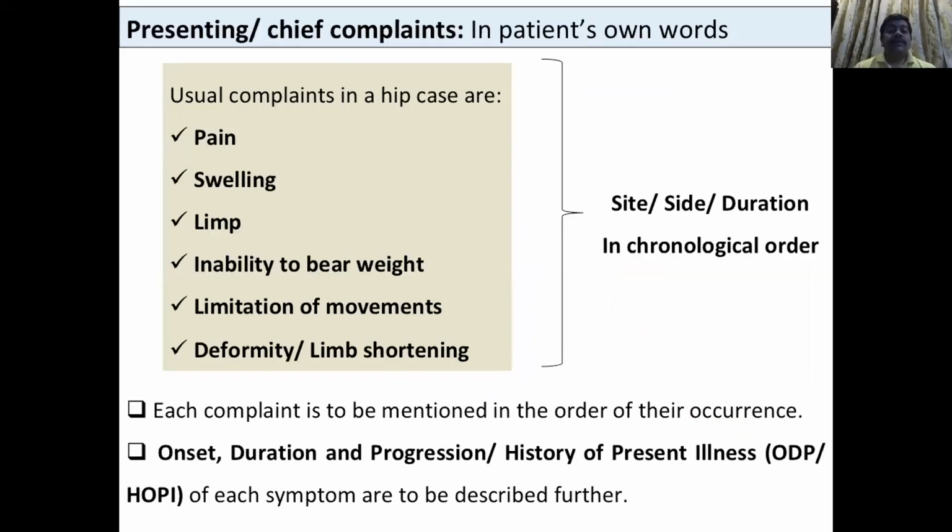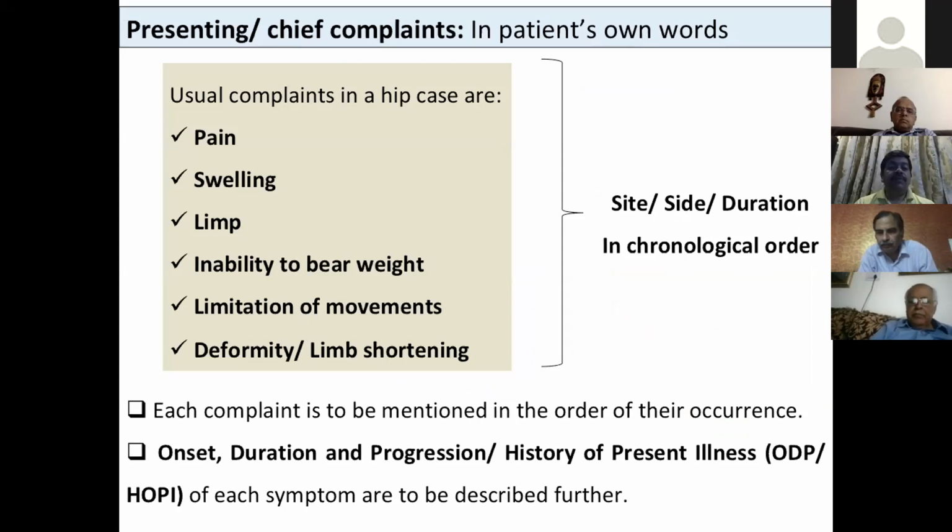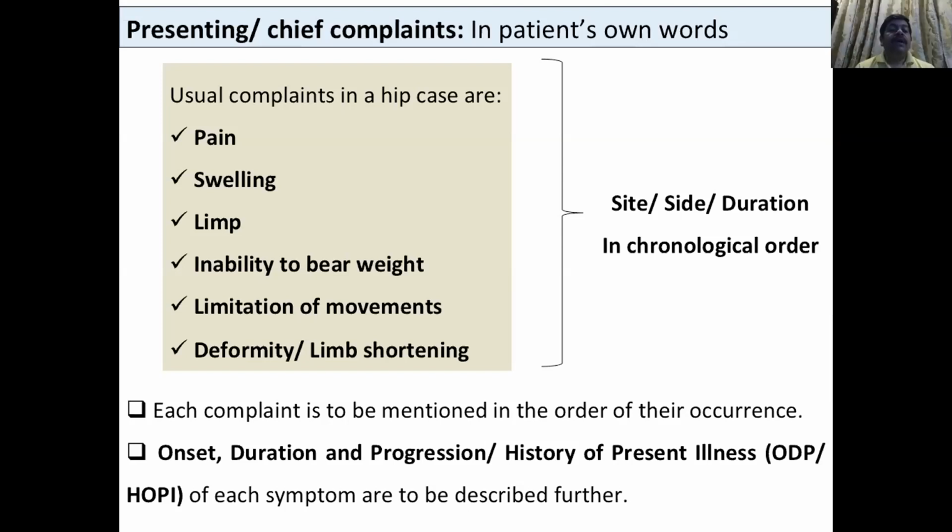Normally it is in the patient's own words, and if you take a hip case, the usual complaints are pain, swelling, limp, inability to bear weight, limitation of movements, deformity or a limb length discrepancy. Pain is mentioned in the order of occurrence of the chronology I have explained, and then you go ahead describing each complaint on the broad base of onset, duration, and progression. So ODP could be another mnemonic.